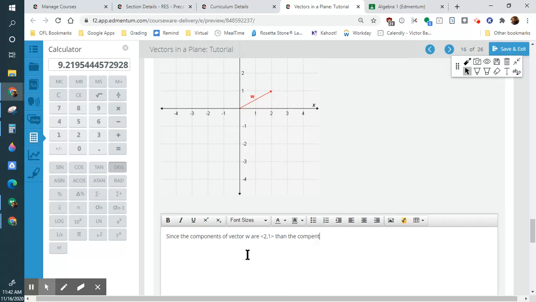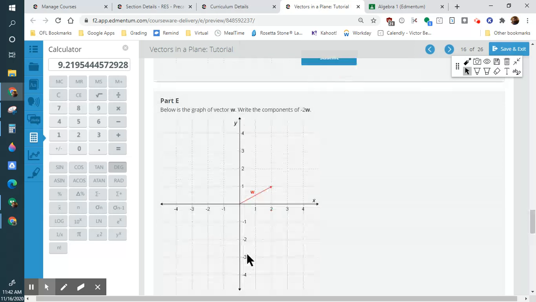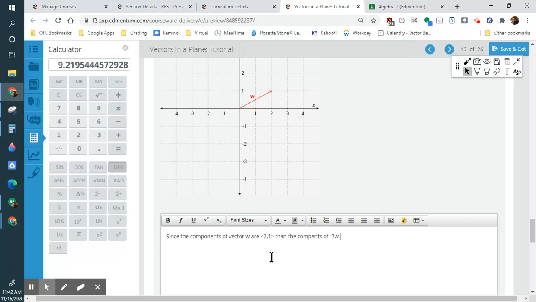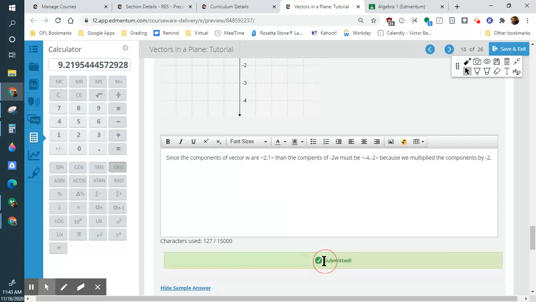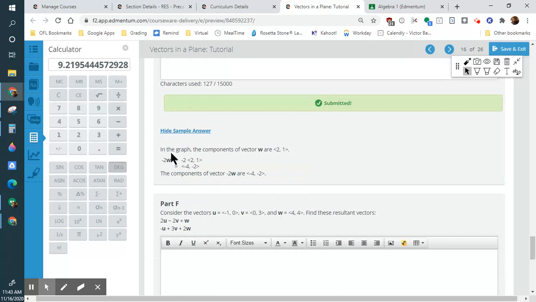Then the components of, what is it? Negative 2w must be negative 4 comma negative 2, because we multiplied the components by negative 2. And submit it. You can see that they just literally show the work, so I'm getting way too fancy here.